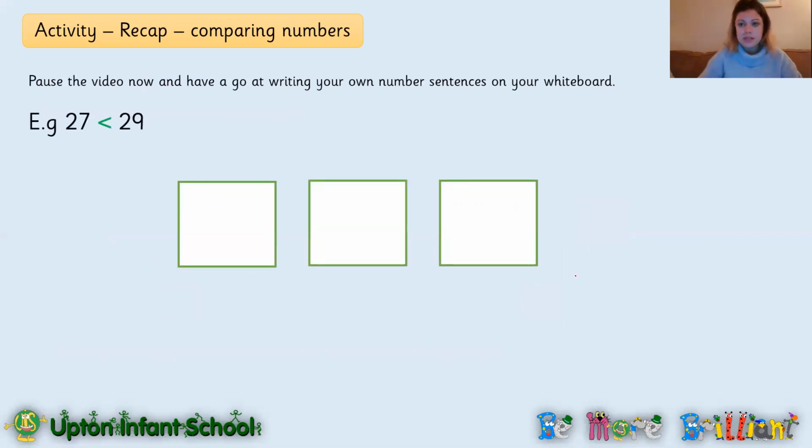Okay, so now it's your turn to have a bit of a practice of writing these number sentences. So pause the video now and have a go at writing your own. And it would be a great idea to use your 100 square to help you here. So for example, we have 27 is less than 29. So we know that because using our 100 square, we can see that 27 comes before 29.